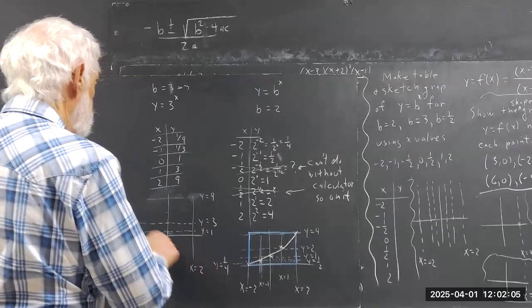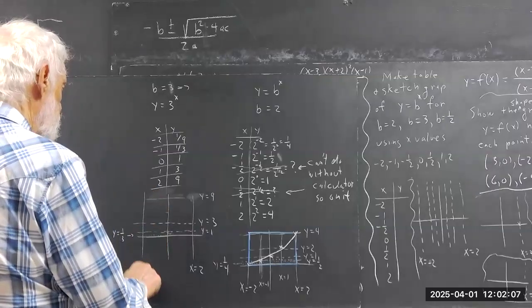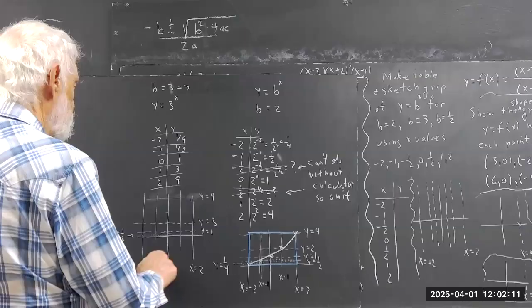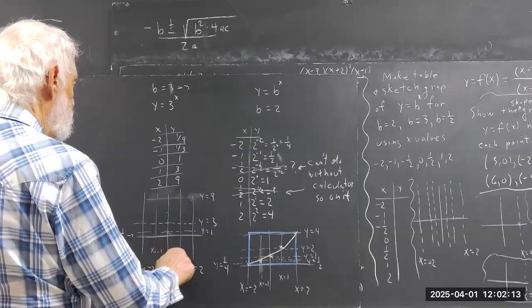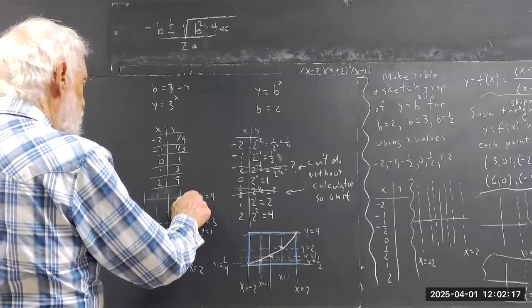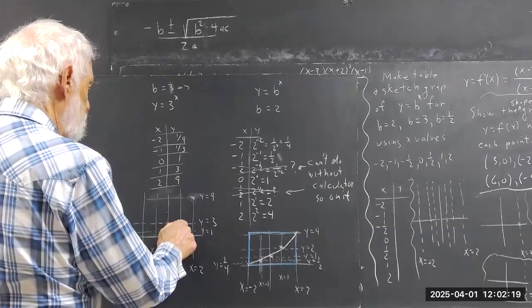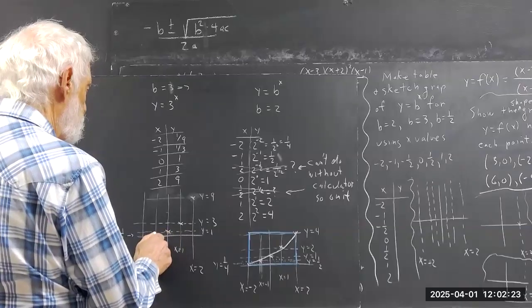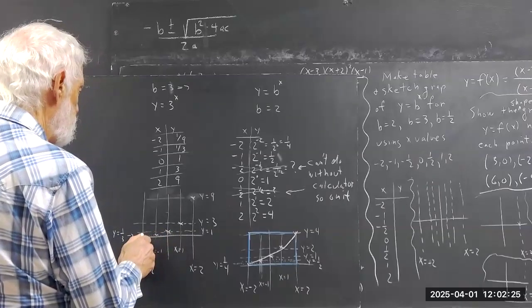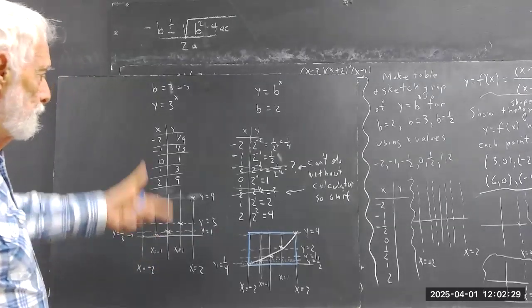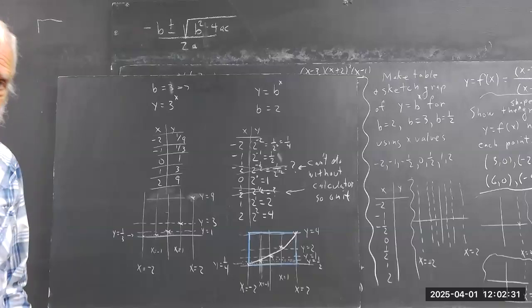Here's our x equals 2. Here's our x equals -2. Here's our x equals -1. And x equals 1. And I'm going to have a point here. And I'm going to have a point here. And I'm going to have a point here. And a point way down here. And a point so close to the x-axis, you can't even tell for sure that it's above the x-axis.